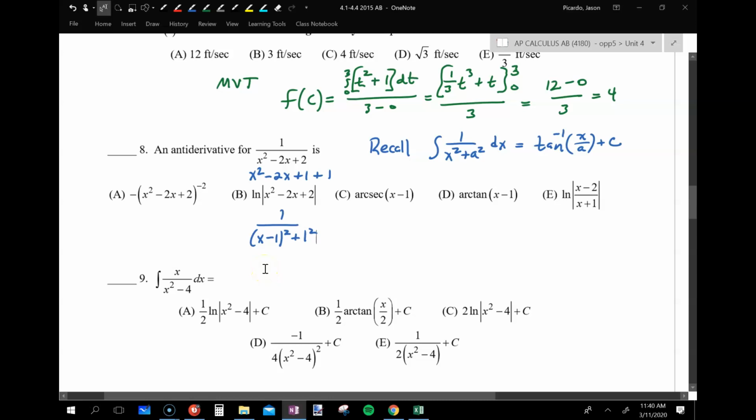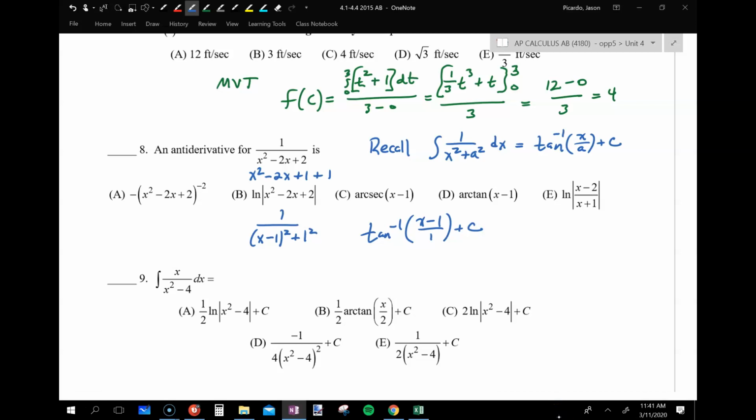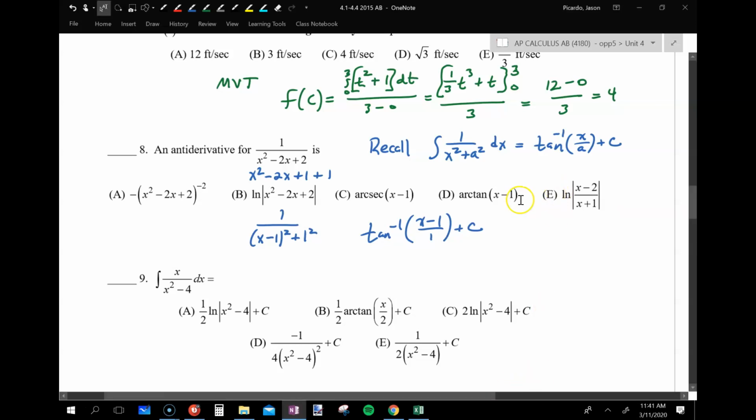Why did I square the 1? Like here? This just to say that now it takes on this perfect form, right? So what is the answer to this? The answer to this is tan inverse of x minus 1 over 1 plus c. So if you look at the choices, obviously what's the solution? Choice D. So why is it written without the c?